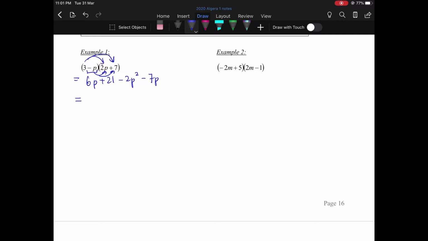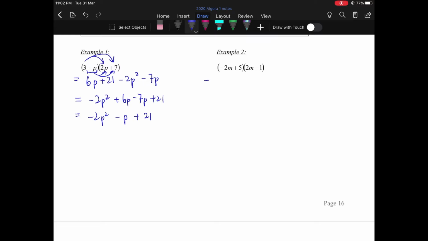Let's simplify. Negative 2p squared plus 6p minus 7p plus 21. And we will get positive 6p subtract 7p, we get negative 1p. And plus 21.